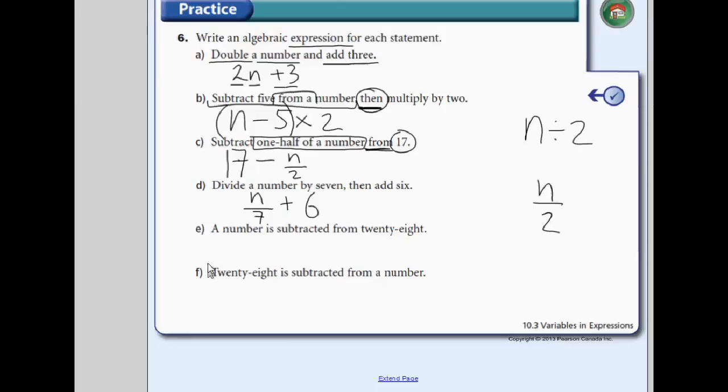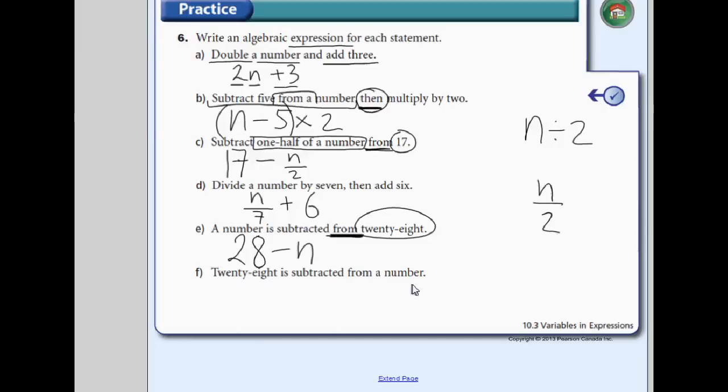Next one, E, a number is subtracted from 28. Here we have that issue again. We're going to subtract everything from 28, which means we start with 28, and we'll subtract that number from 28. And if you forget this, just put in a number for a number. So pretend it's 8 is subtracted from 28. Well, that would be 28 minus 8.